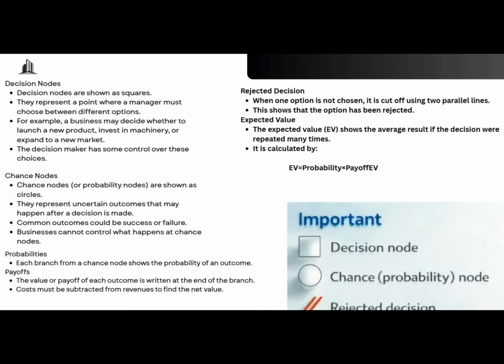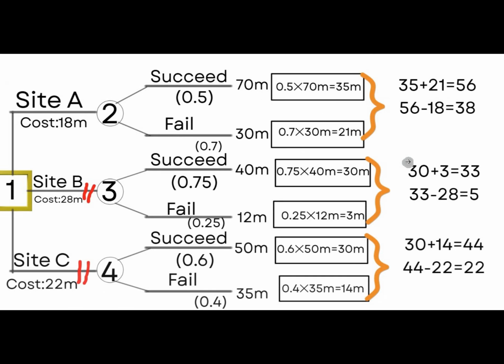What is the expected value? The expected value, EV, shows the average result if the decision were repeated many times, and it is calculated by EV equals probability times payoff. So here I prepared a full decision tree problem. Let's solve this. In this question, imagine a business is asked to launch their new product in site A or site B or site C.